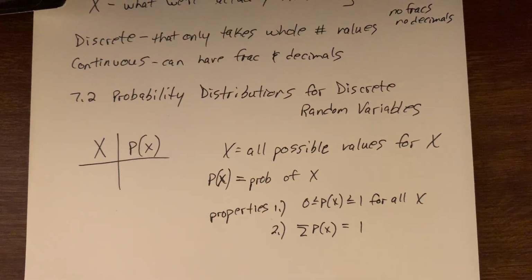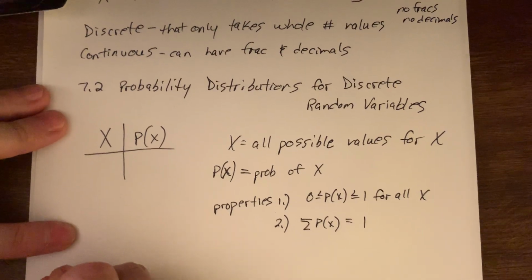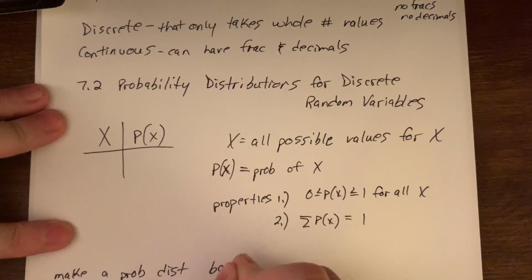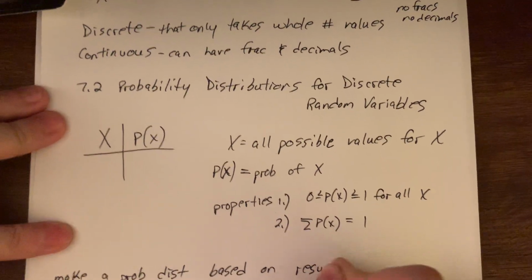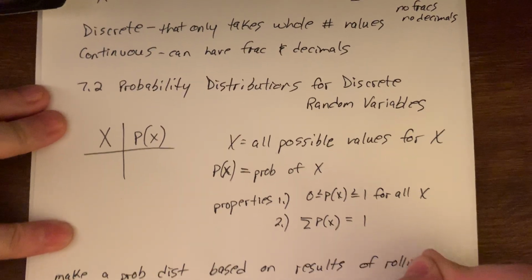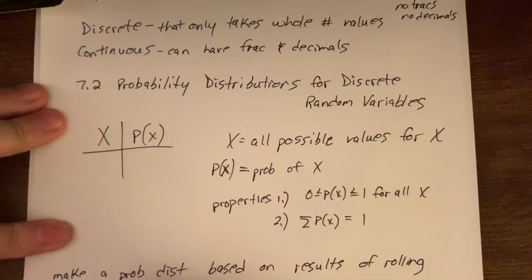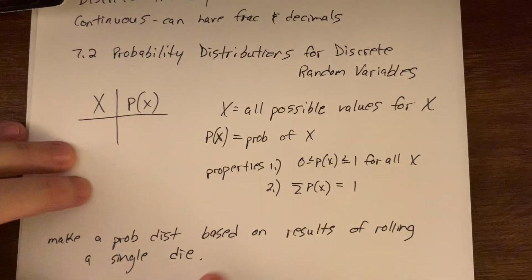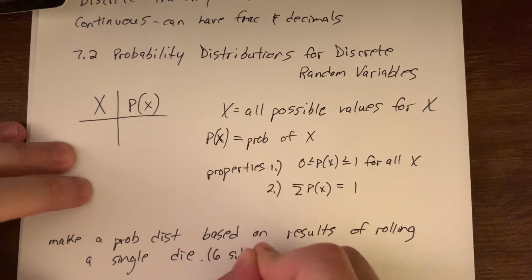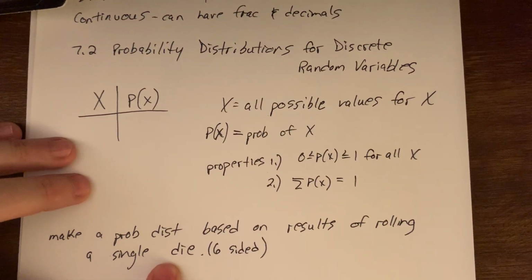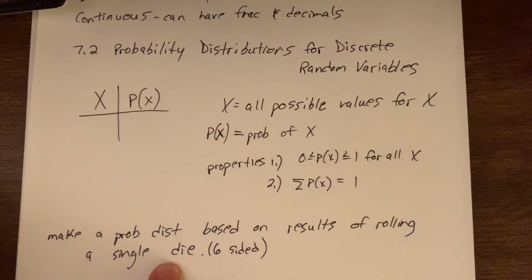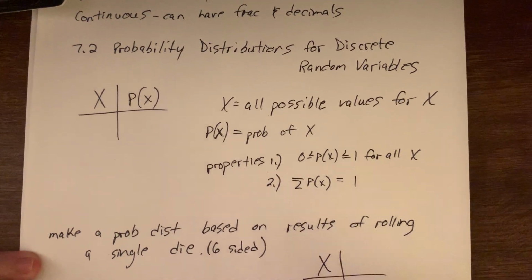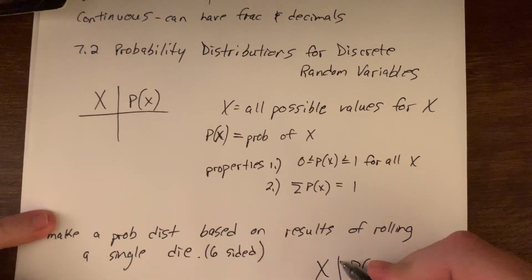And let's jump right into a quick example. Let's make a probability distribution based on the results of rolling a single die. And really, whenever I say a single die, I'm always talking about a 6-sided regular die. A set of dice, but just having one of them is just a die. So, the probability distribution, x and p of x.